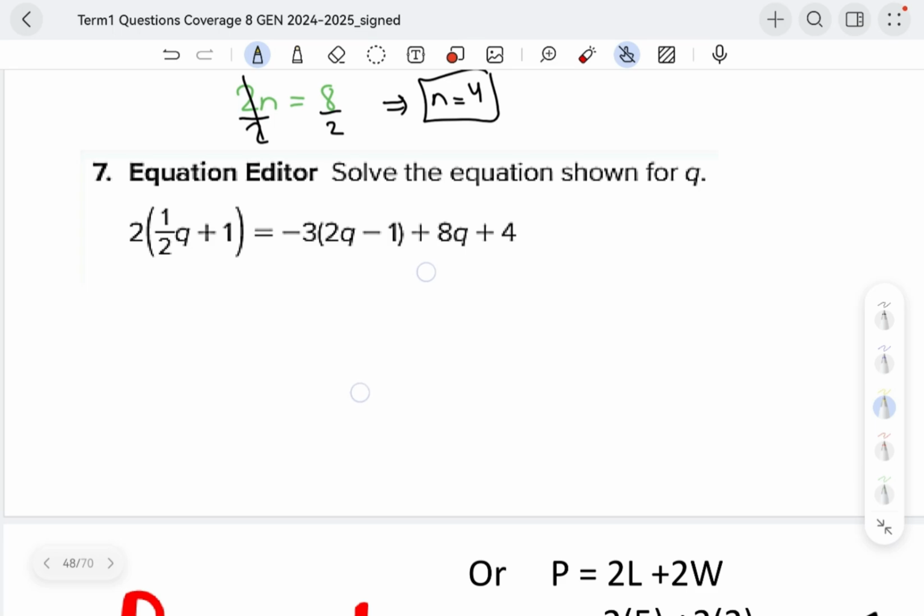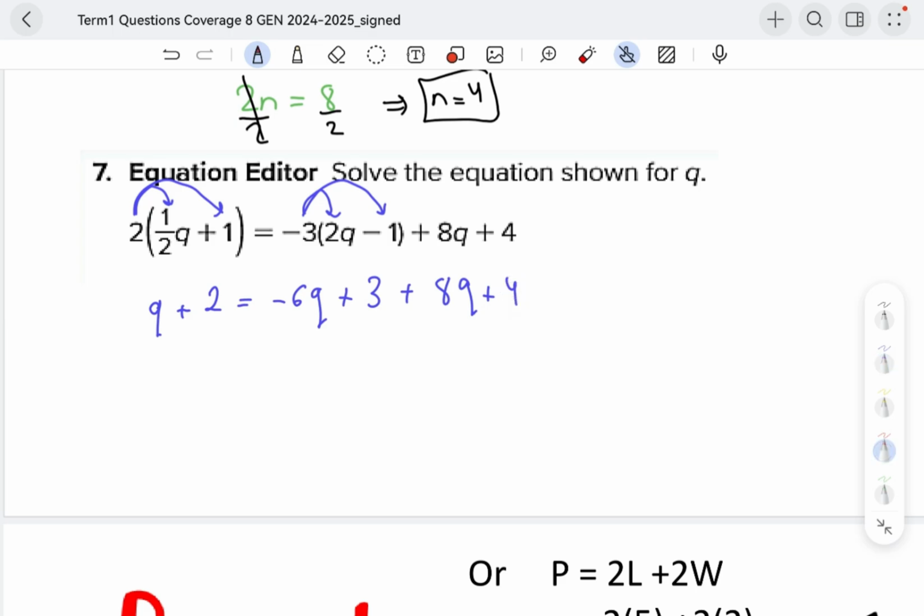Okay, let's go for question number 7. First, use the distributive property. Also here, 2 times half the 2 is 1, so we're going to have 1q plus 2 times 1 is 2 equals negative 3 times 2, this is negative 6q. Negative times negative is positive, 3 times 1 is 3 plus 8q plus 4.